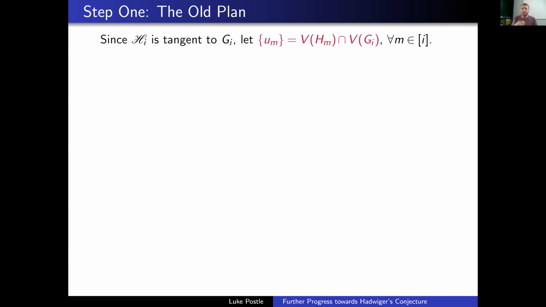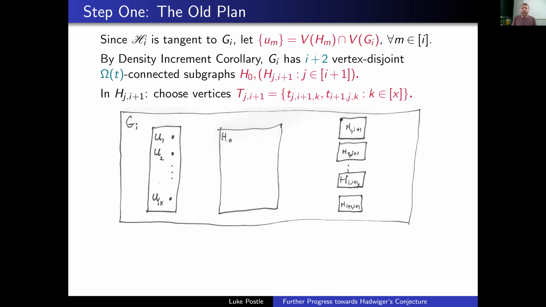How do you get there, right? How do you extend the model? Well, since HI is tangent to GI, let's call these vertices in the parts the U_M's. So V of HM intersect V of GI. And now here's a picture. So we have these U's. By the density increment corollary, we mentioned, because you're a kind of high chromatic, high connected subgraph, you can extract a high density of vertex disjoint omega T connected subgraphs. So I'll extract an H0 and I'll extract H_J^{i+1}s.